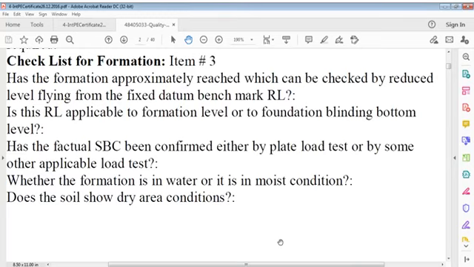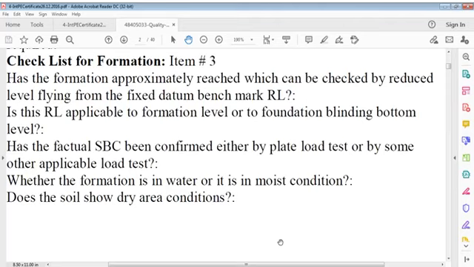Then, has the factual SBC, which stands for safe bearing capacity, been confirmed either by plate load test or by some other applicable load test? That we have to make sure of, and we have to do it in the field. It's not simply saying; we have to confirm it if required. We have to conduct a load test by bringing a truck in, putting a 30 by 30 square plate on that, and we have to make the test.